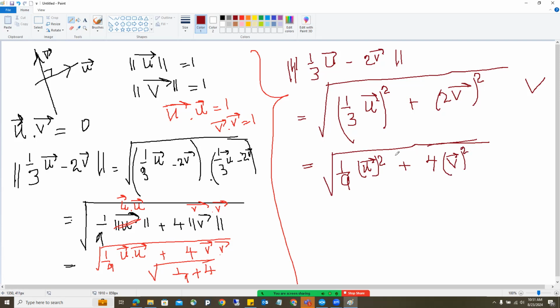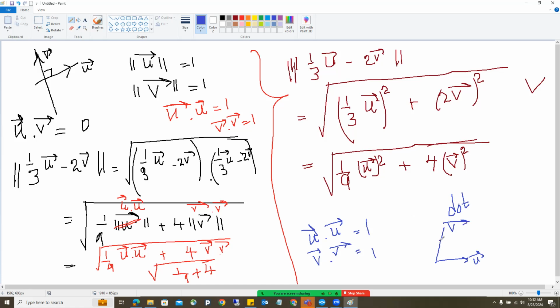Okay. From that dot product, can you remember vector u dot vector u, what was the answer? 1. Vector v dot vector v, what was the answer? 1. There, for the dot product, let's assume we have two vectors like this, u and v.